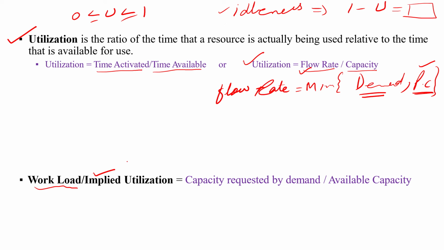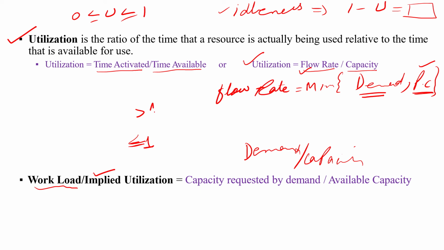Now if we talk about implied utilization, implied utilization or workload helps us know whether a particular resource would be able to meet the demand of the customer or not. How can we calculate the implied utilization? It is basically the demand divided by the capacity of that particular resource. If the implied utilization is less than or equal to 1, then that resource would be able to meet the demand.